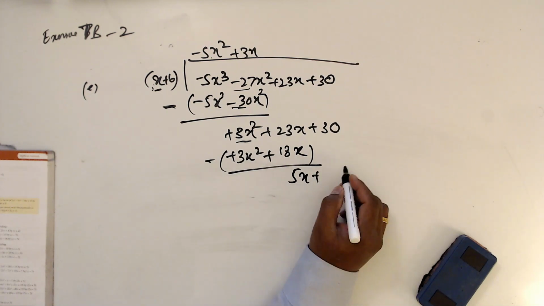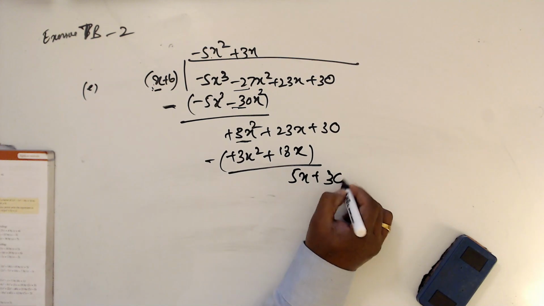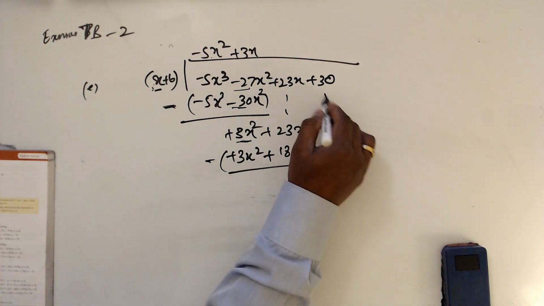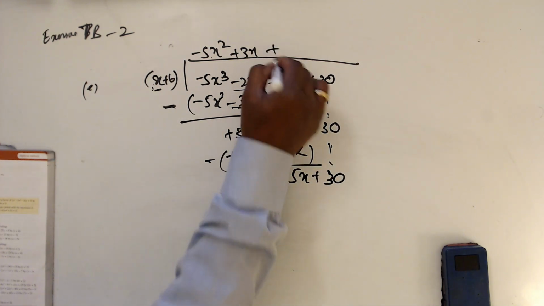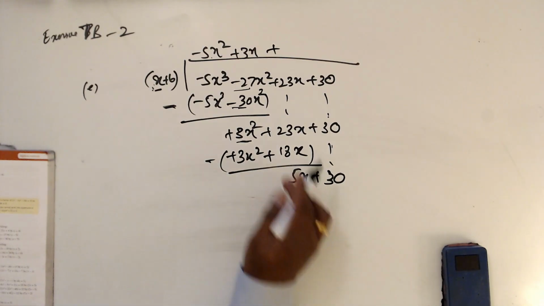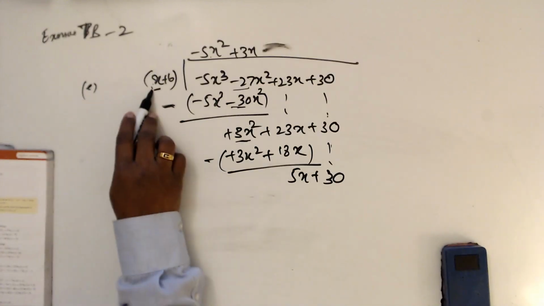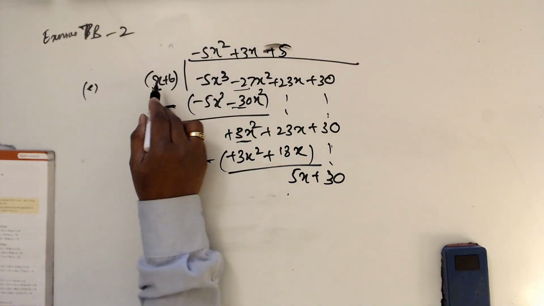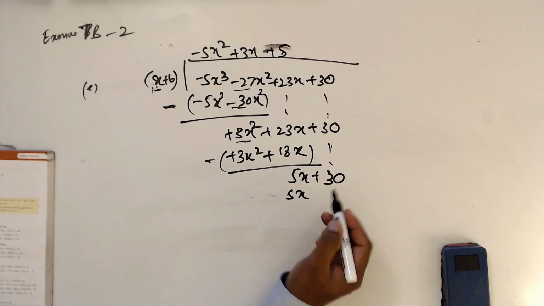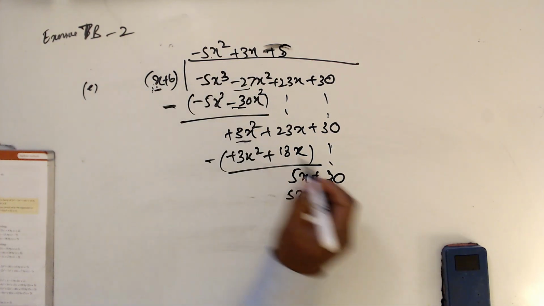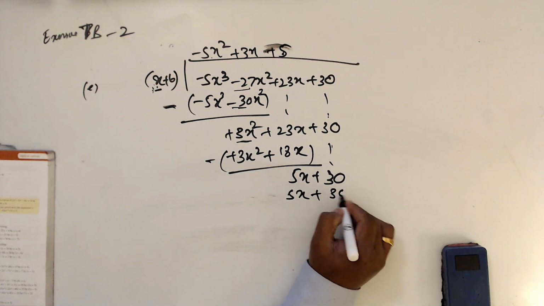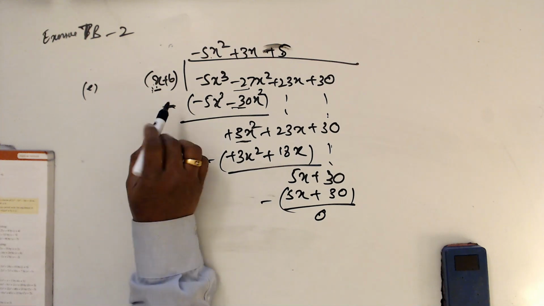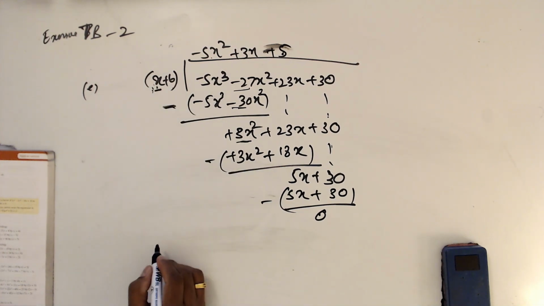X plus, I'll bring this one 30. Now, how many x goes to 5x? Plus 5. Then plus 5 times x, plus 5x. Plus 5 times plus 6, plus 30. And when you minus this one, 0. Hence, x plus 6 is a factor of this one.